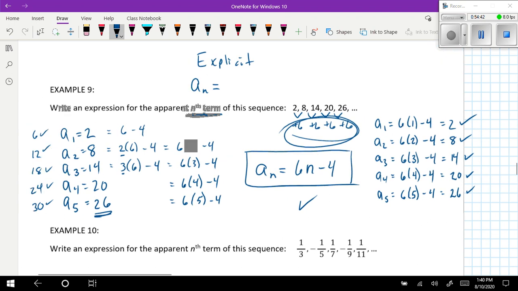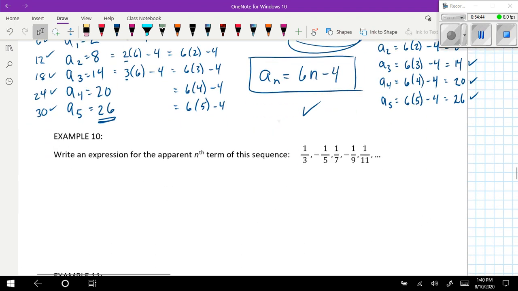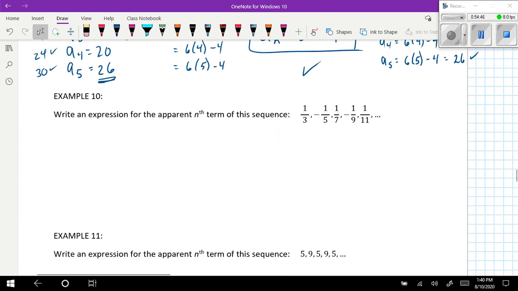Alrighty, let's move on to the next one. Write an expression for the apparent nth term of this sequence: 1/3, -1/5, +1/7, -1/9, +1/11. I notice something is happening here. I notice that my signs are alternating, starting what? Positive.